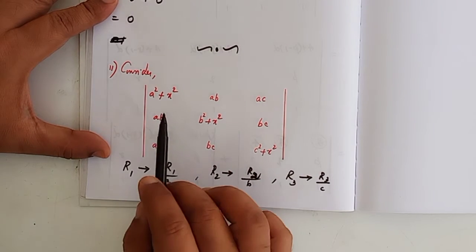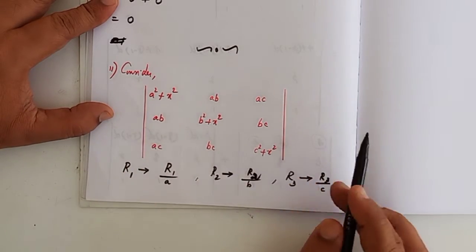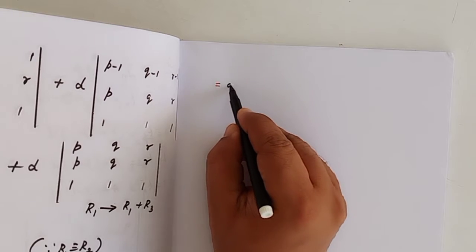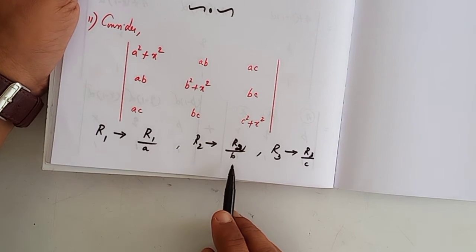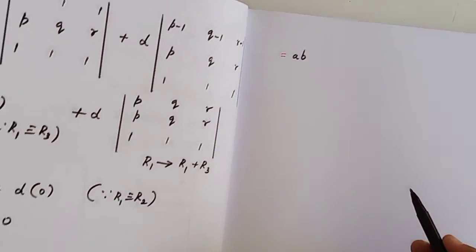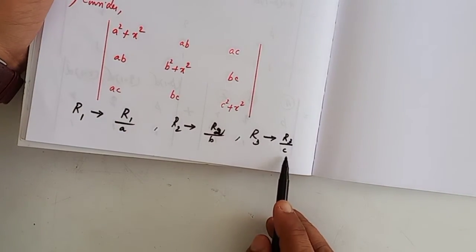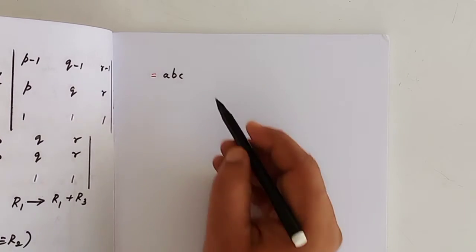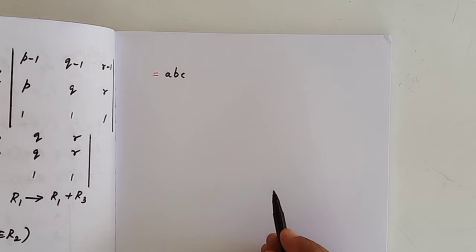Since I am dividing R1 by A, for balancing the value, you have to multiply it by A. Like that, R2 to be divided by B, then you have to multiply it by B. Then R3 is divided by C, you have to multiply it by C for balancing. Okay, now we can divide.